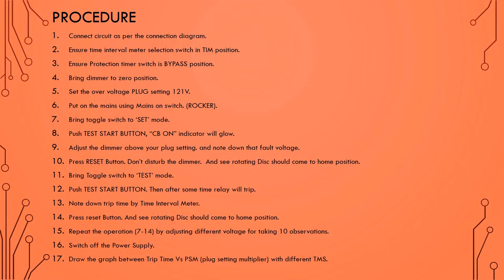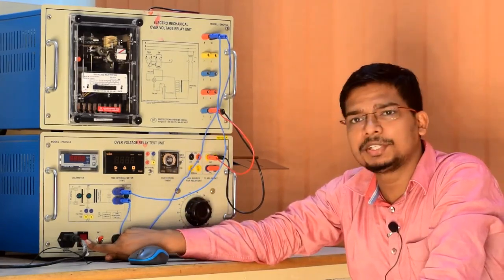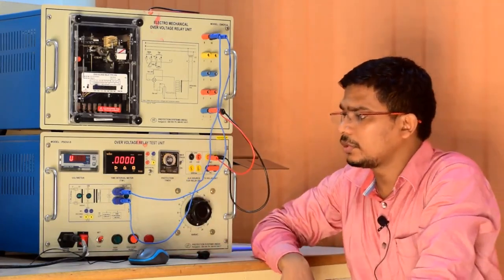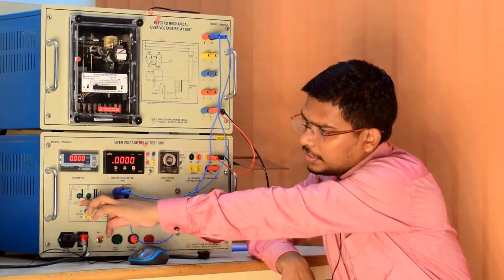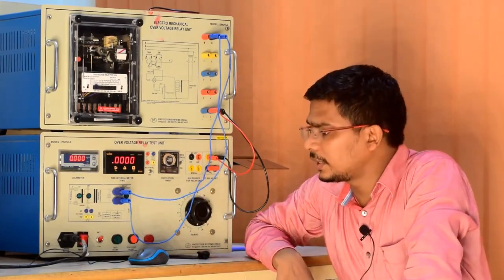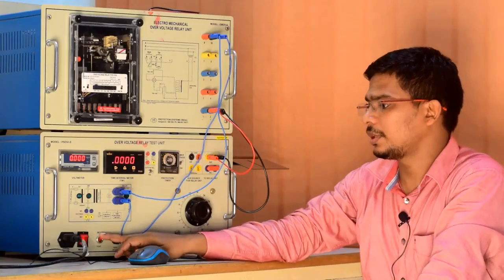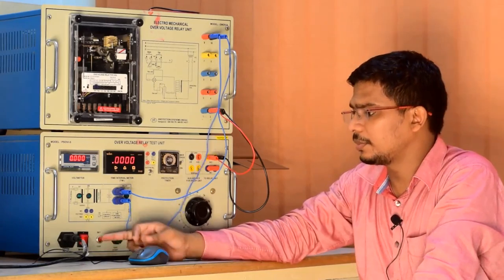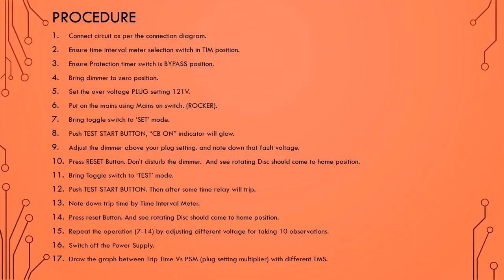Put on the mains using mains rocker switch. So this is the mains rocker switch, so you have to put it on. After that you will see this meter, they will display some 0 value, and here this indicator will glow to indicate that the panel or relay test unit is on. Our next process is bring toggle switch to set mode. So here these are the toggle switch, we have to make into set mode. Bottom side is test mode and top side is set mode. So this is in set mode. So our next observation procedure is push test start button, CB on indicator will glow.